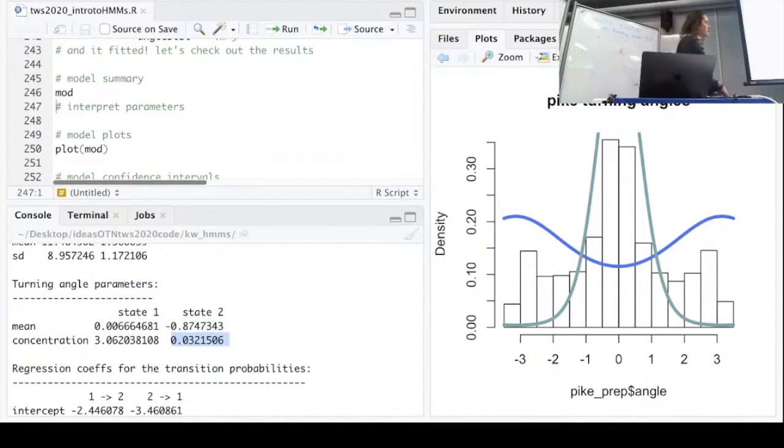So instead of what I thought was going to happen, which was we get a second parameter distribution that looks like this for the turning angles, we're getting something like this. So the mean doesn't even really matter that much. It's flat.